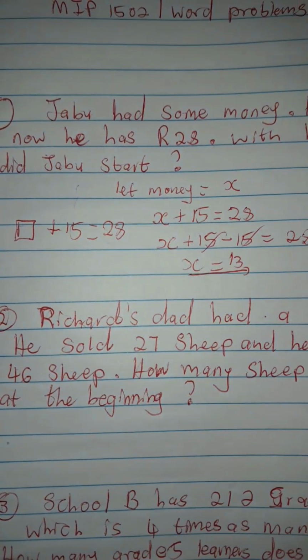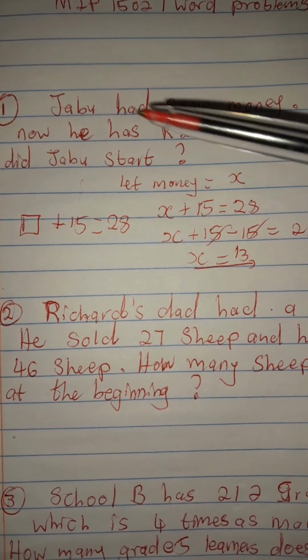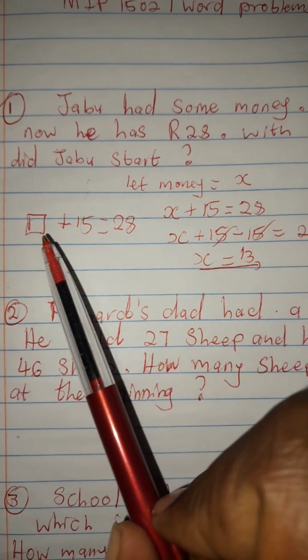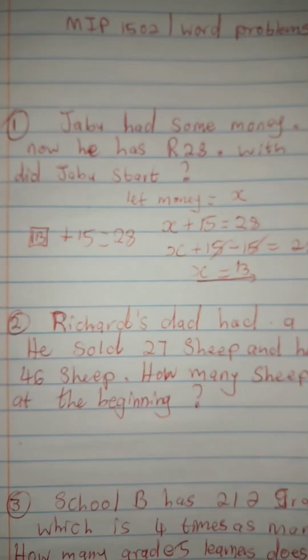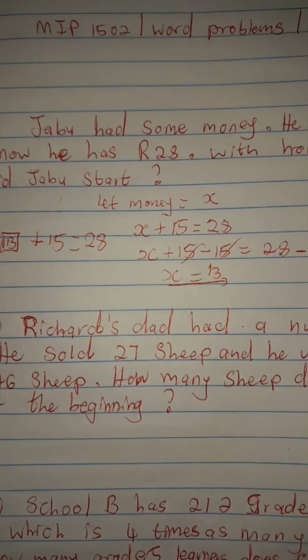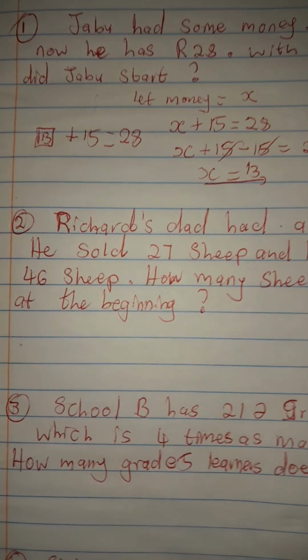Then we'll ask our learners, how much did Jabu start with? We will need to get to 28, so we will need 13. The learners will then put 13 as the solution in this case. So this is how you can work out number 1.